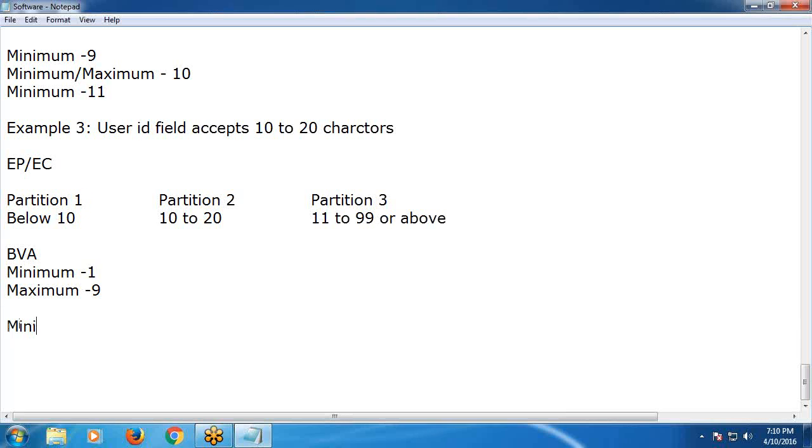In the second partition, minimum 10, maximum 20. Next, in the third partition, minimum 21 (or 11), maximum 99 or above.